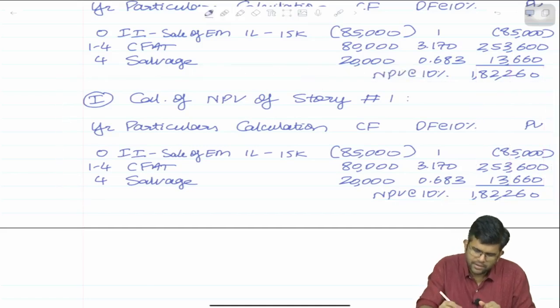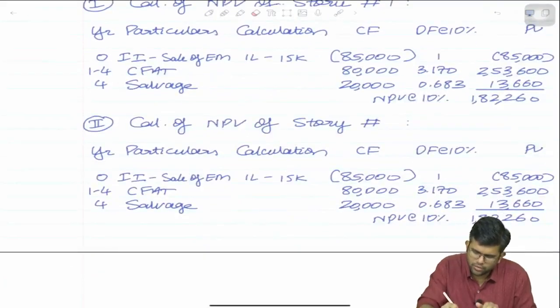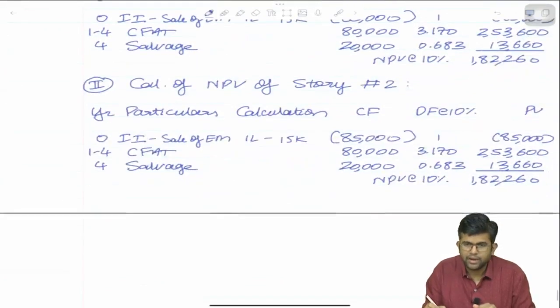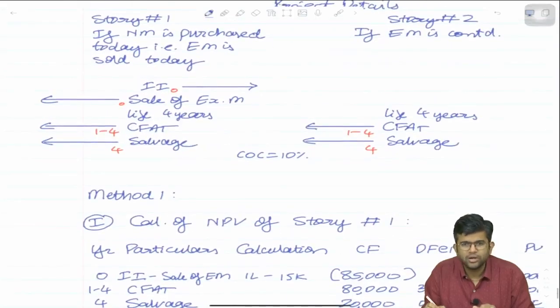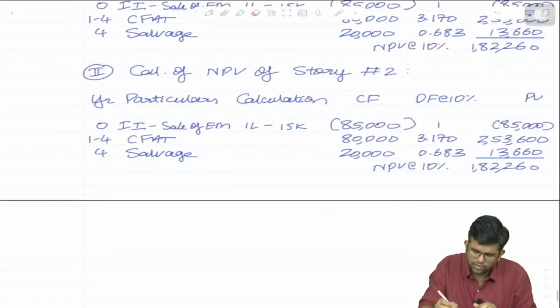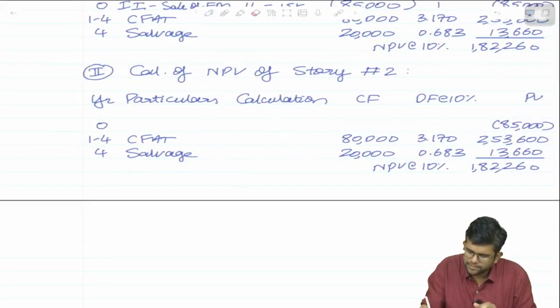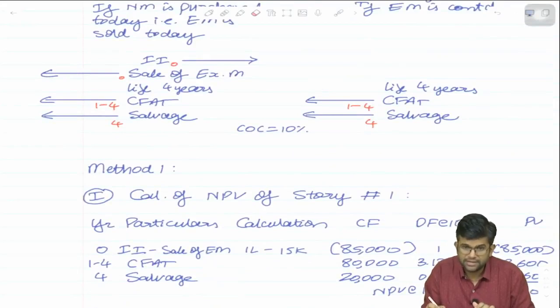Ready? In that I'll write story number 2, calculation of NPV of story number 2. Now in story 2, do you realize there is nothing going to happen at the end of year 0? Everybody clear? In year 0 nothing is there, no initial investment, nothing. So this entire thing goes away. In fact, I'll remove the year 0 also. Can I say for the next 1 to 4, yes, CFAT is there.